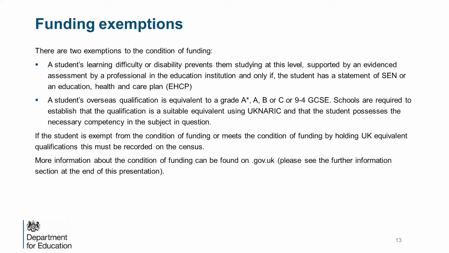On the school census, schools must record in the exemption field if the student has a learning disability which prevents them from studying the qualification. This will be recorded as code L. The student has a recognised overseas equivalent qualification. This will be recorded as code O. The student has met the GCSE condition of funding as they hold an approved equivalent UK qualification. This will be recorded as code U. And finally, if the student does not have an exemption, this will be recorded as code N.